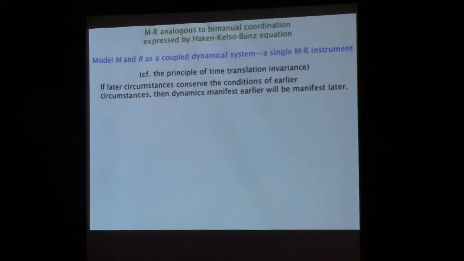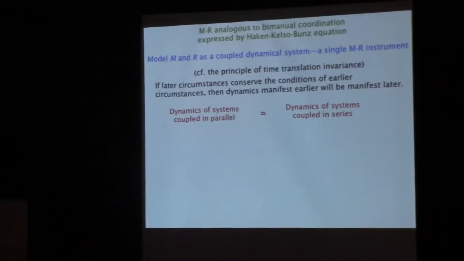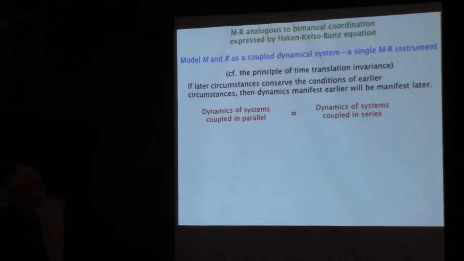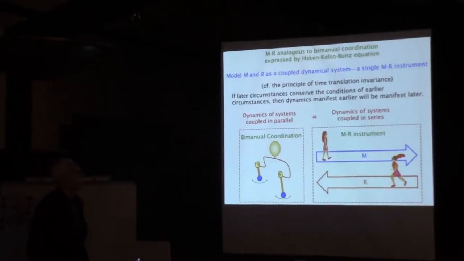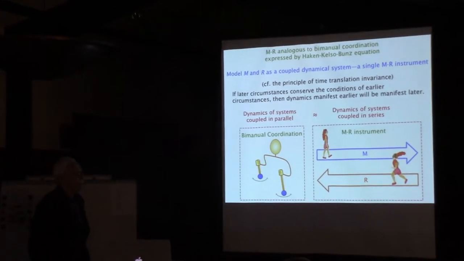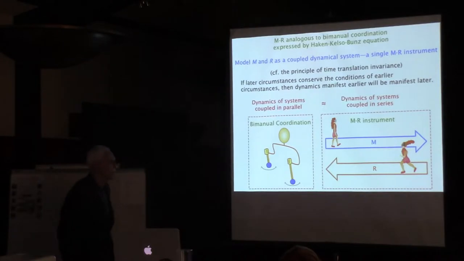If later circumstances conserve the conditions of earlier circumstances, then dynamics manifest earlier will be manifest later. And we're trying to do this through some kind of basic HKB intuitions. The dynamics of systems coupled in parallel approximate very closely the dynamics of systems coupled in series. And we can provide ourselves with a simpler appreciation of a couple of ways of looking at things.